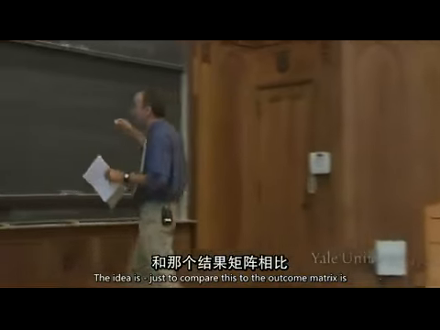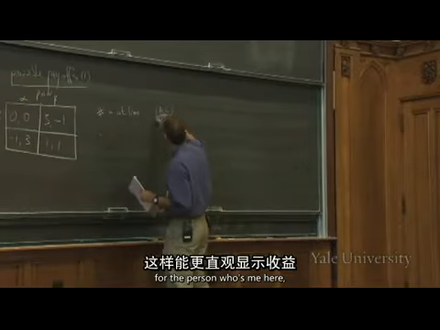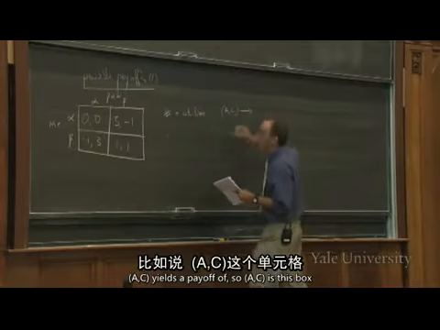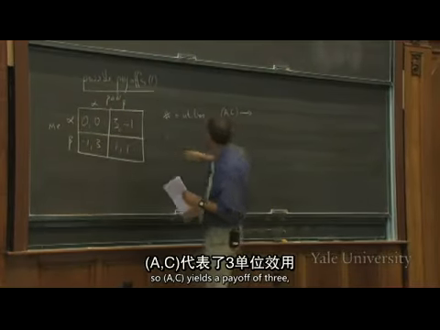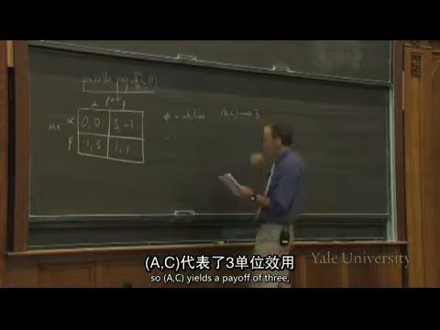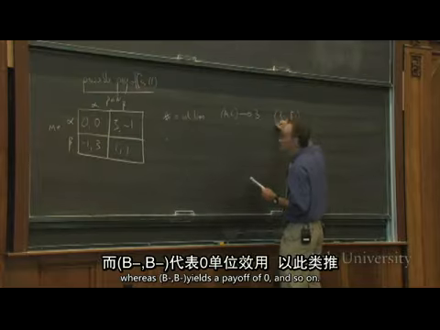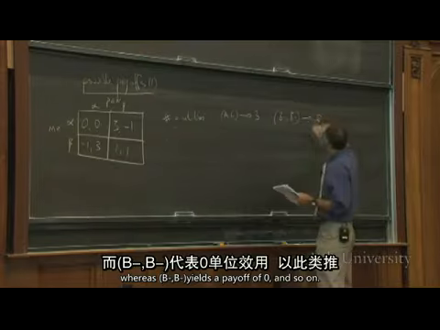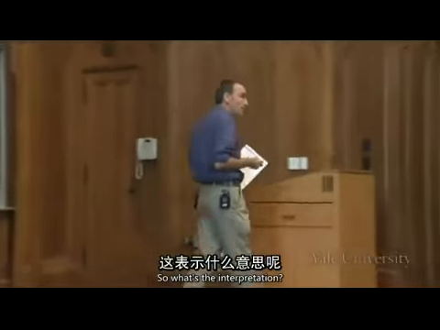And the idea, just to compare this to the outcome matrix, is for the person who's me here, AC yields a payoff of, so AC is this box, so AC yields a payoff of 3, whereas B minus yields a payoff of 0, and so on. All right? So what's the interpretation?